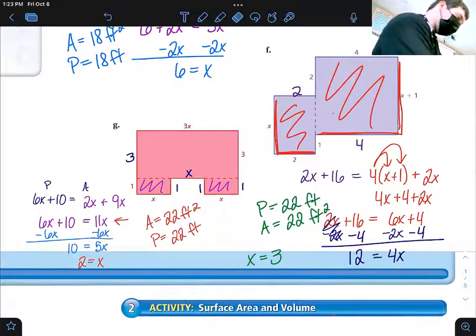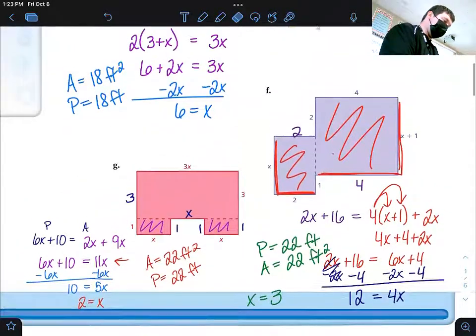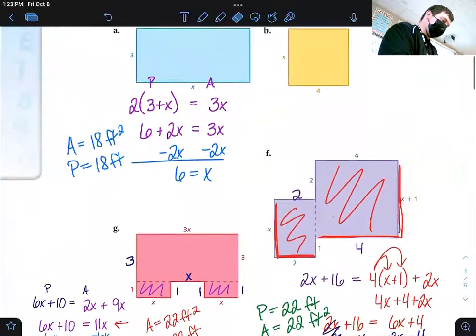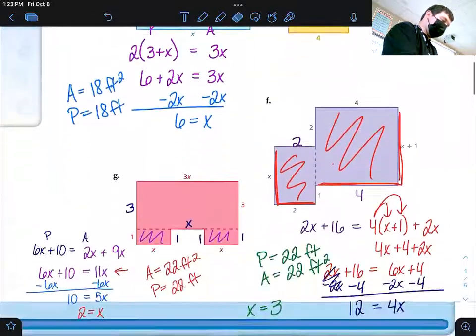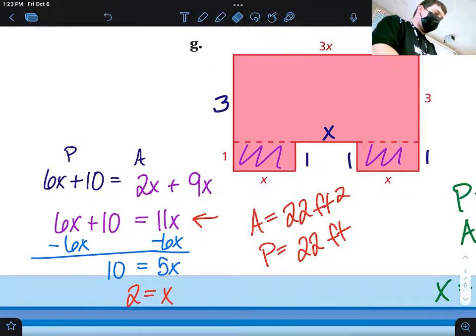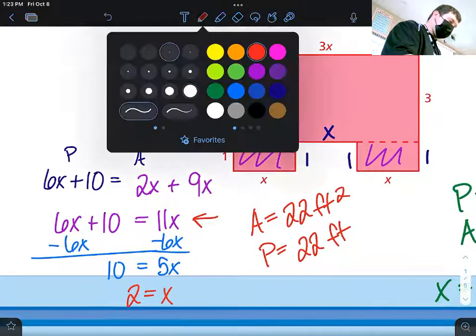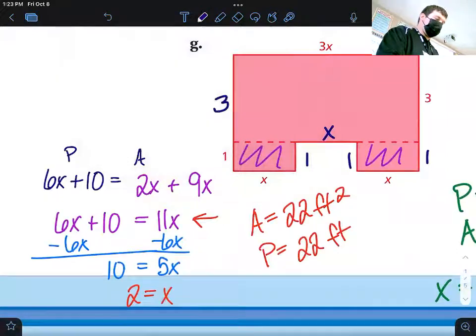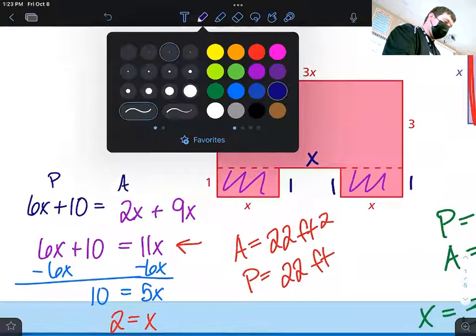Jimmy? I have a question. For the area, I put... for the front one, the one we just looked at? Okay, so for the area, I did 3x times 3 plus 1 minus x. 3x times 3. All right. Oh, okay, I see. Interesting.